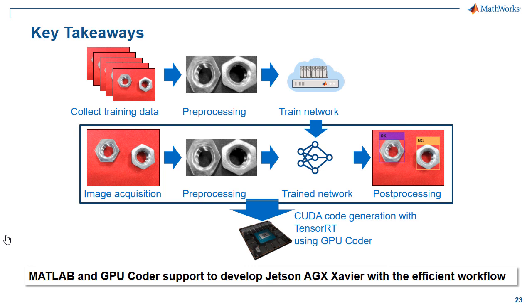So wrapping up, what we talked about is this process where you start with image acquisition, you do data pre-processing, and you run that through the trained network before you do some post-processing. All of this complete application, the trained deep learning network and any pre-processing and post-processing that you have with it, you can use GPU Coder to compile down into CUDA code, and you can integrate that with TensorRT for optimum performance. Thank you very much.